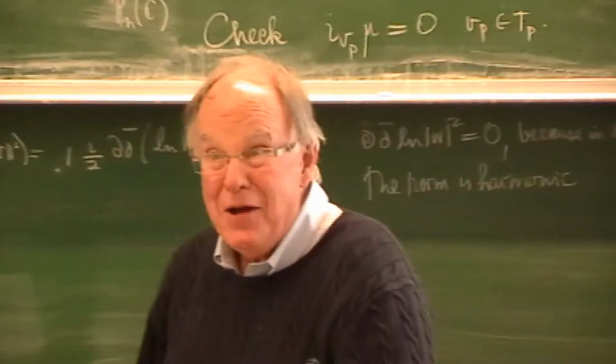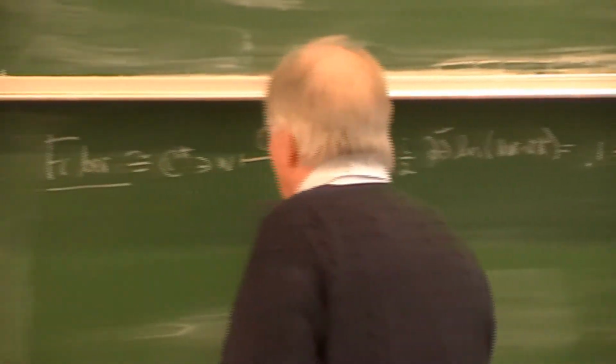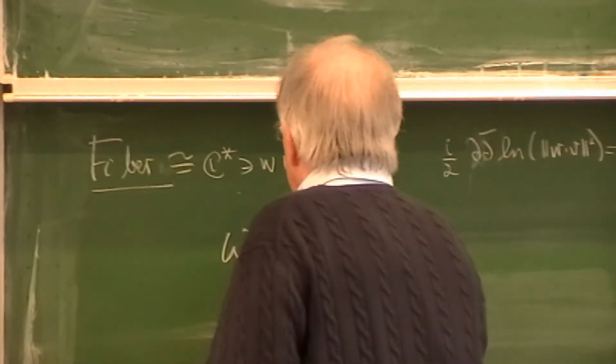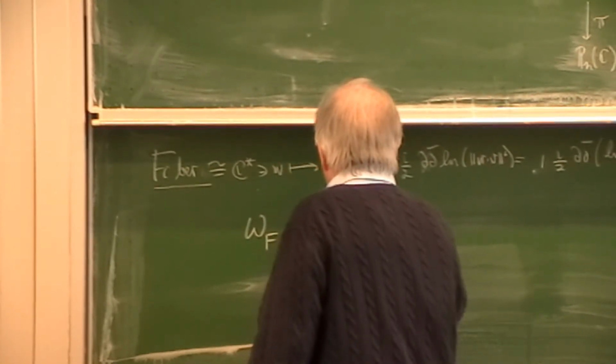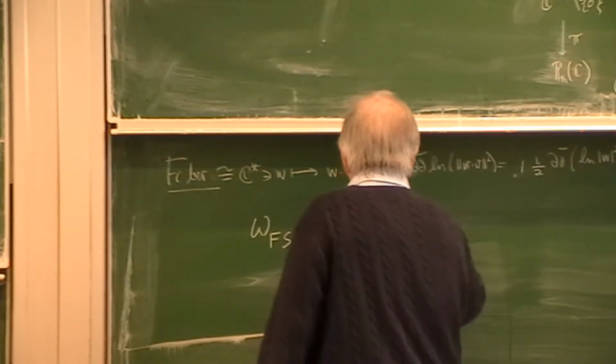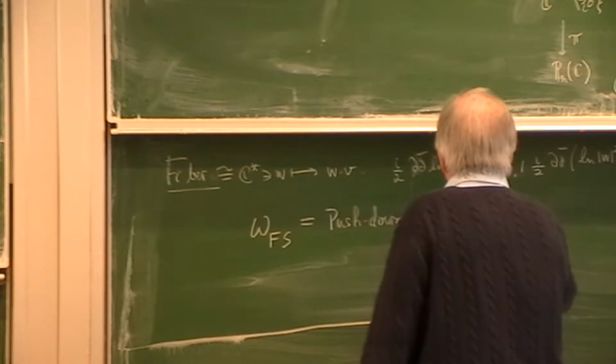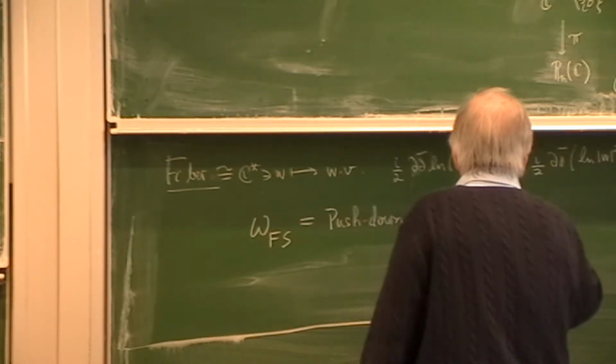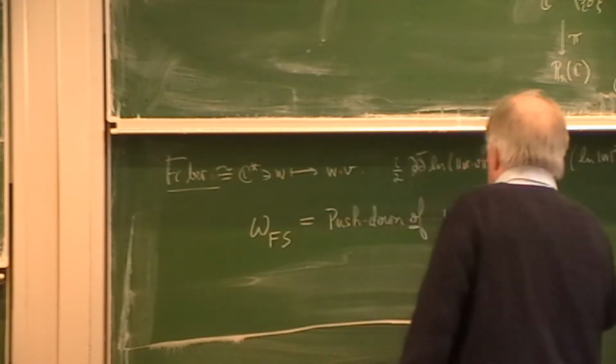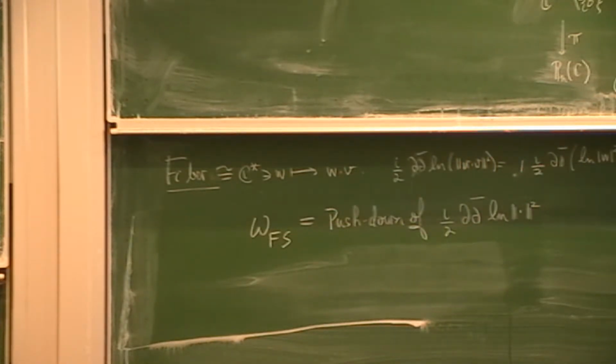And so this is the condition. This is wonderful. So it pushes down. So omega Fubini-Study equals the pushdown of this form that I just told you about, i over 2 dd bar log norm squared. This number here is not too important, and I hope that I've gotten this positive definite and not negative definite. It's always a problem. So this is the pushdown.